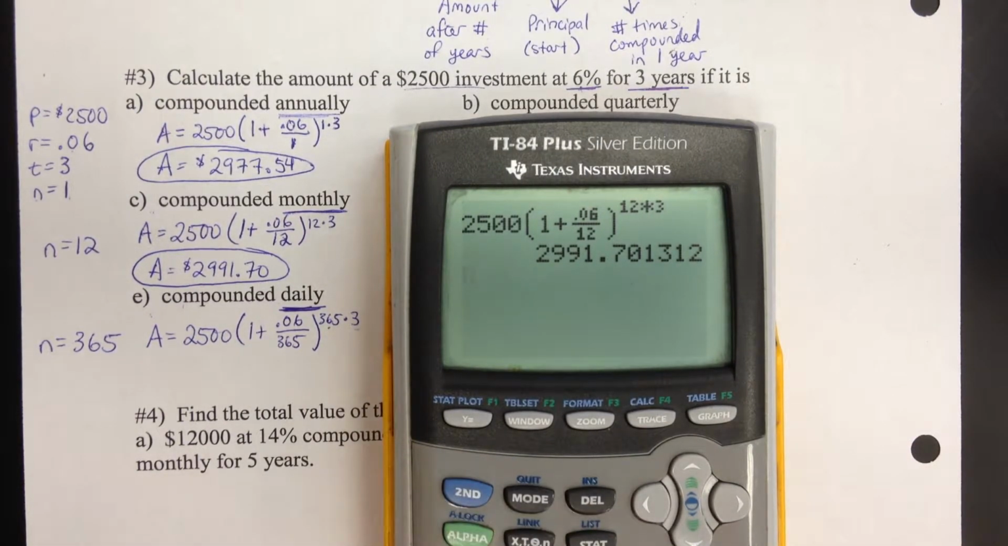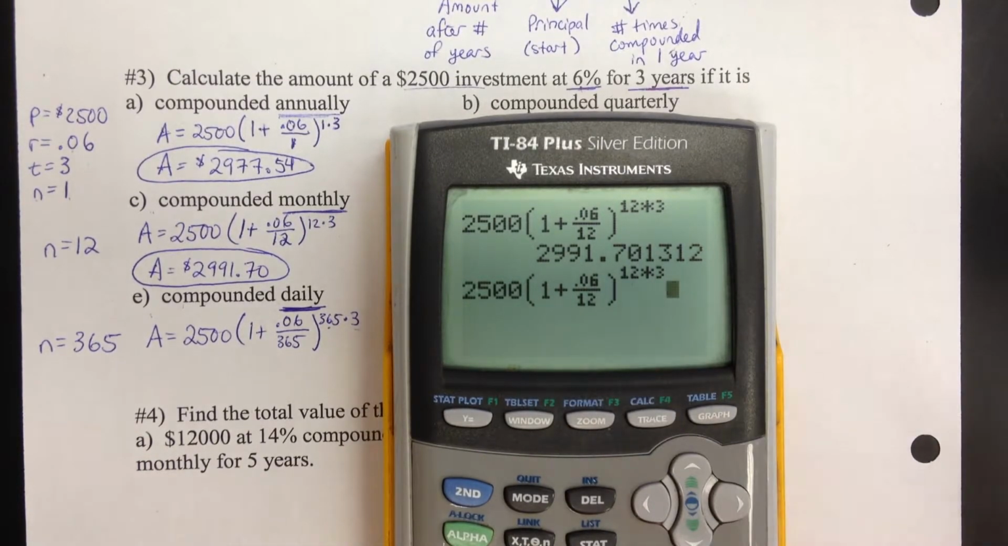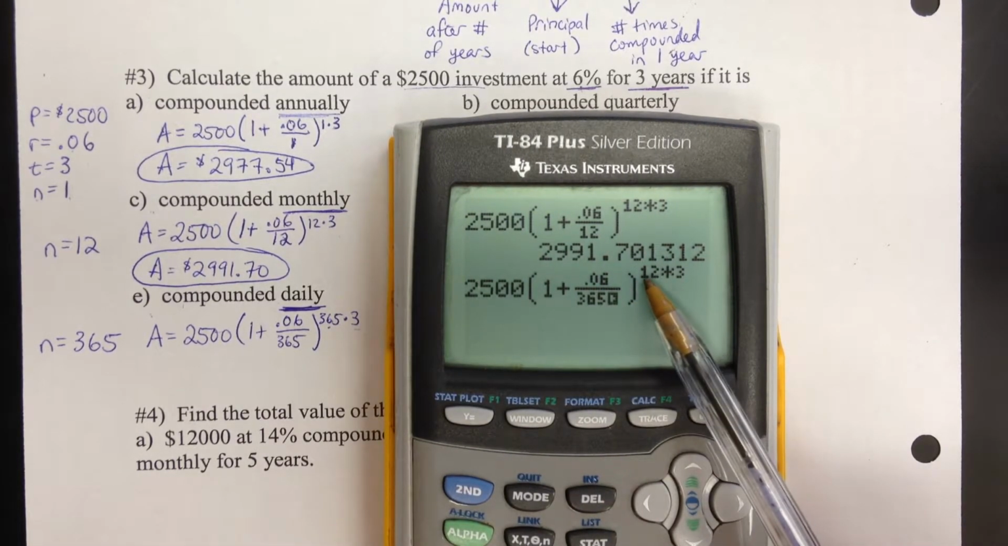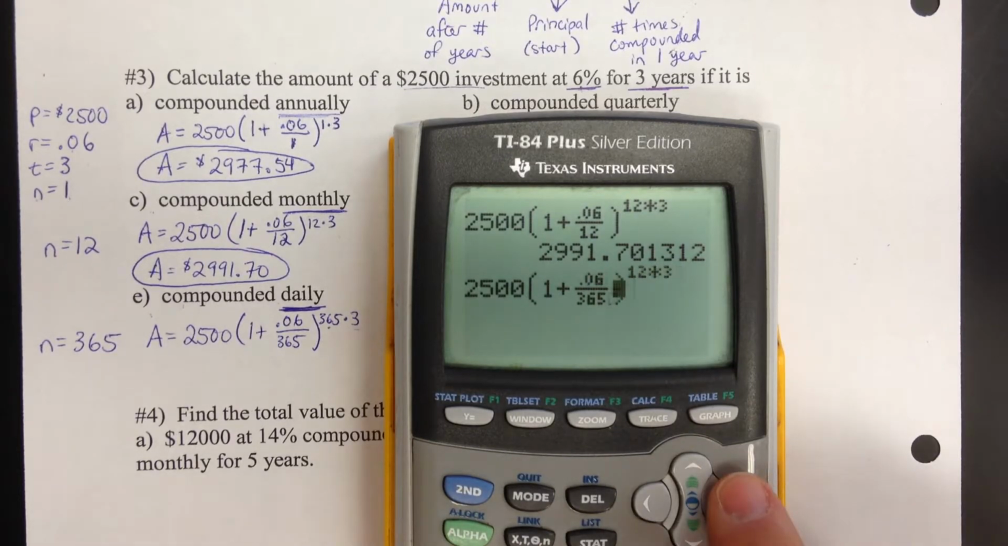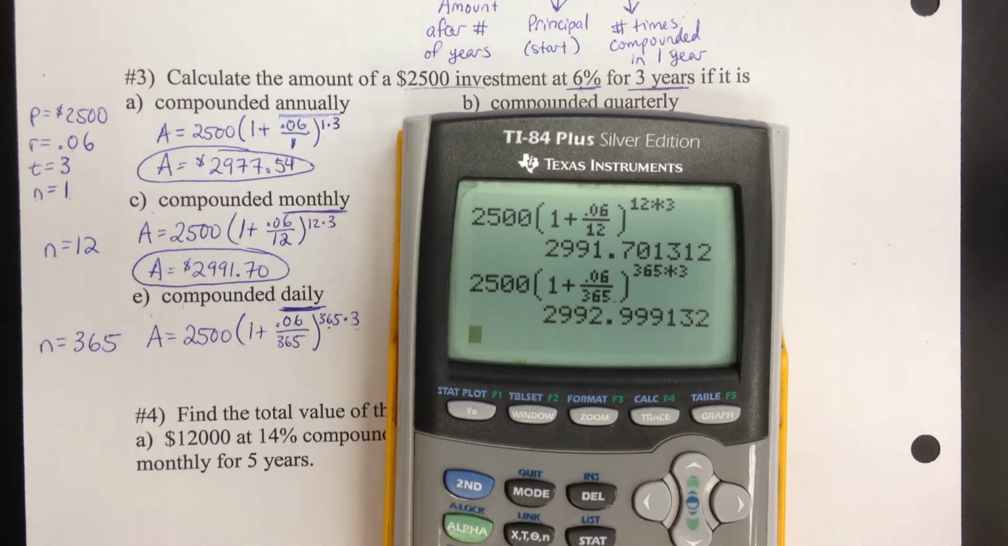Now I can do something with my calculator. If I hit second enter, it recalls what I've typed previously. So I can go back into this and just change. I want to change my denominator to 365. That's my n. And then up here I want to change 12 to 365. I'll just retype 365 times 3 just to save time, and we enter.